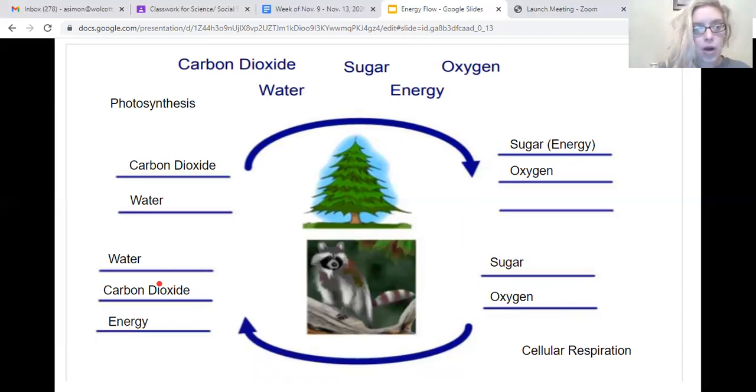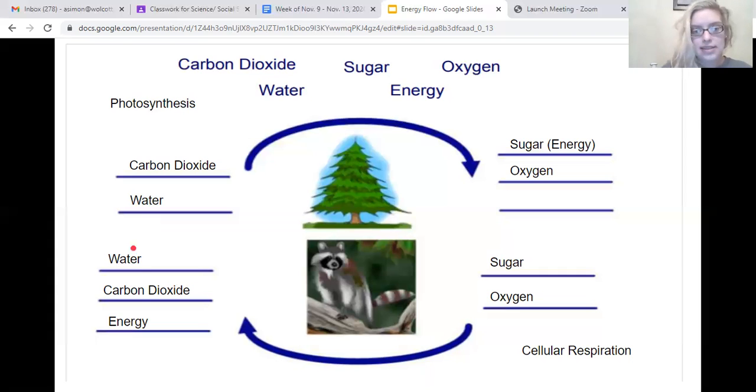Then if we see here, plants need that water and carbon dioxide for photosynthesis to happen. So we can see how one causes the other, and it's one giant cycle. As humans, we need plants and plants need us. Plants need animals and animals need plants for this whole cycle of energy to continue, because what plants give off, we take in, and what we give off, plants take in.